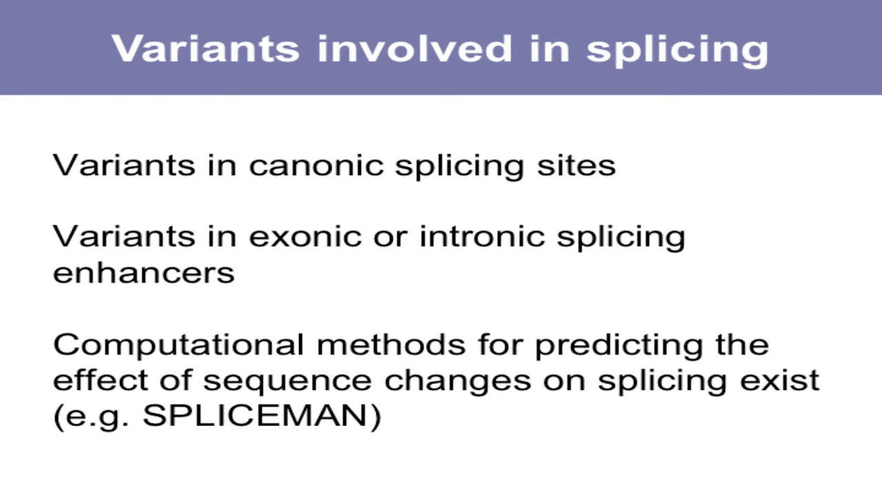Those would be in exonic or intronic splicing enhancers. Those are much more difficult to deal with. There are computational methods. We rely on Spliceman by Welfare Brother Group at Brown. There are other methods to predict the effect of variants on splicing.